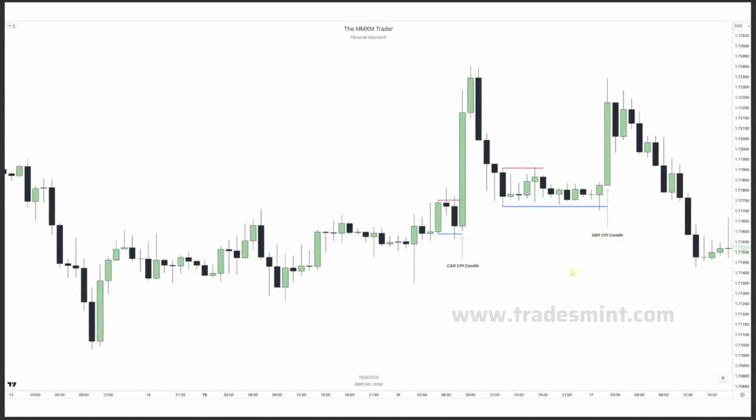This is a pound CPI, so we had CAD CPI first, massive candle, then back into the range here. Notice we're on that order block here as well. GBP CPI candle over here, massive expansion again. But what happened first, right? We took out the buy stops first over here on this candle's range.